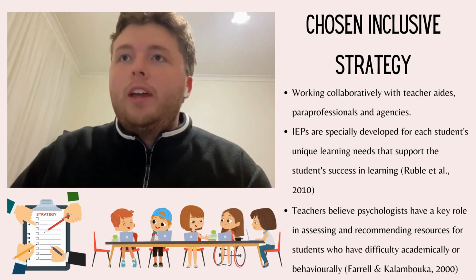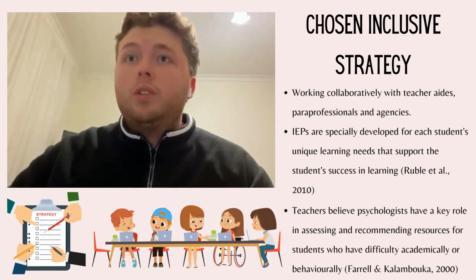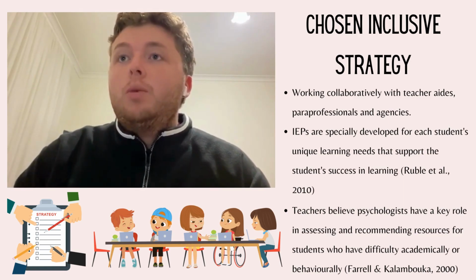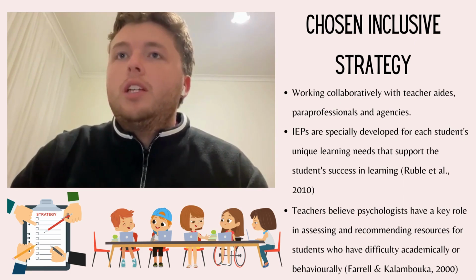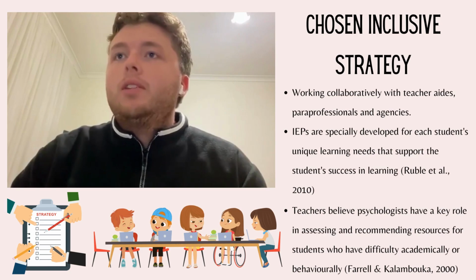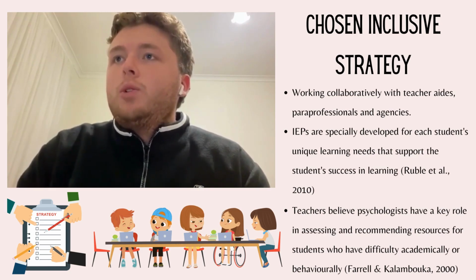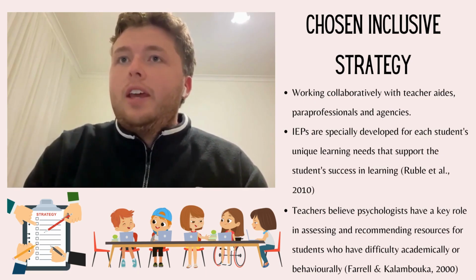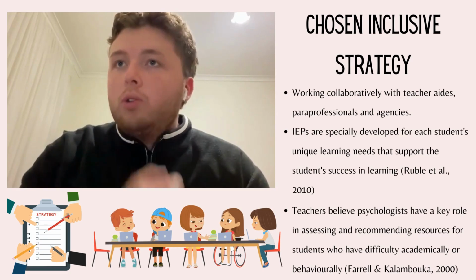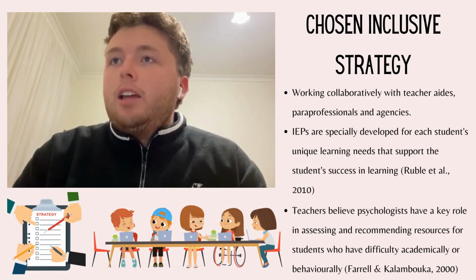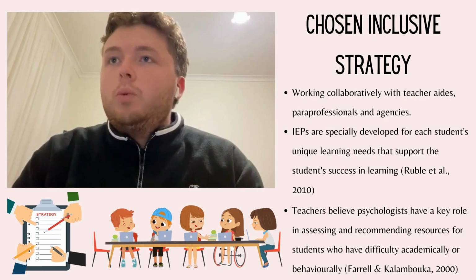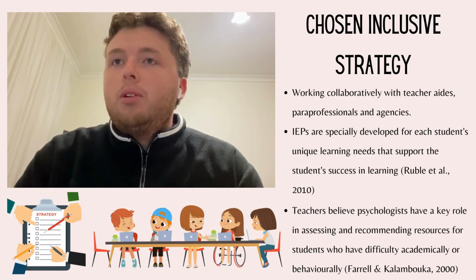The teaching strategy that has been chosen is working collaboratively with teacher aides, paraprofessionals, and agencies. Working collaboratively with teachers' aides allows teachers to implement individual education programs, or IEPs. IEPs can be created for students with specific learning needs, and many of these are created for students with funding for their academic capabilities. According to Rubel et al. 2010, an IEP is specially developed for each student's unique learning needs with clear learning objectives, diverse learning approaches, and activities that support the student's success in learning.